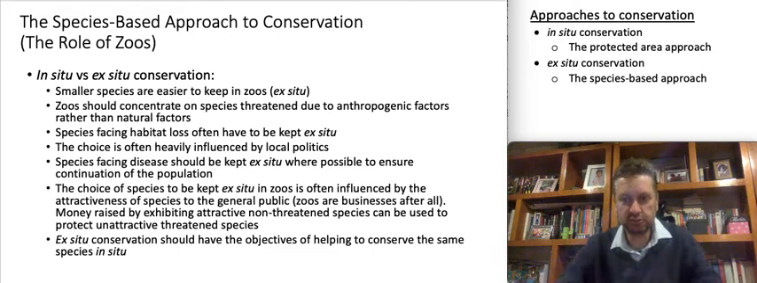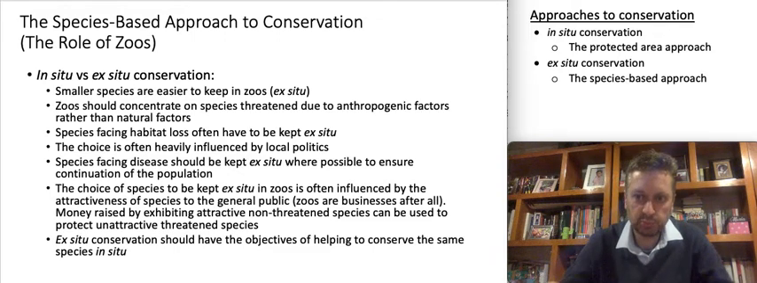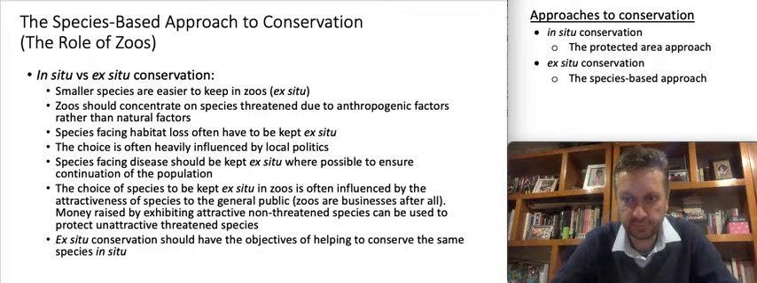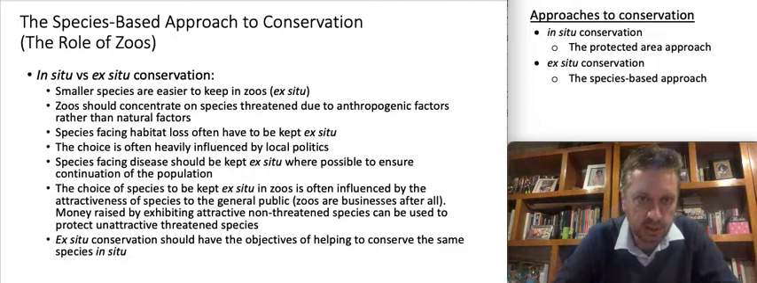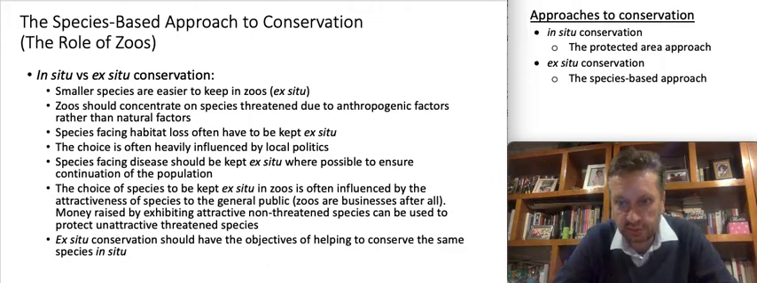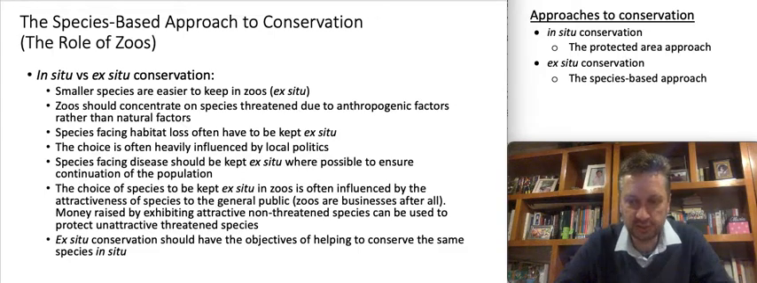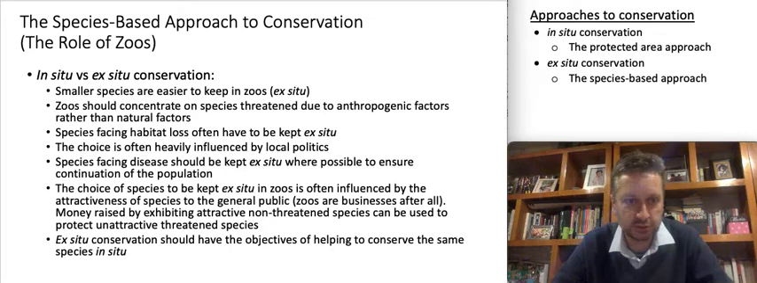I think this is just relevant to putting into context how we look at in situ versus ex situ approaches. Smaller species are easier to keep in zoos rather than looking after them in situ in protected areas. Zoos should probably concentrate on species threatened. I've said that before. Species threatened due to anthropogenic factors rather than natural factors. That's possibly a point of view you might want to discuss a bit further.